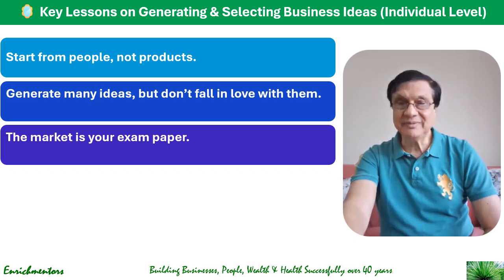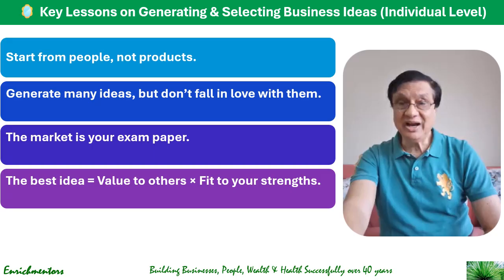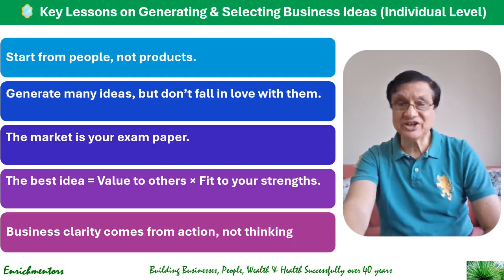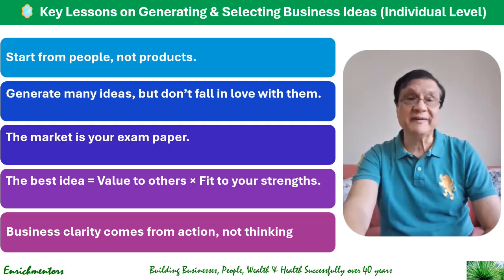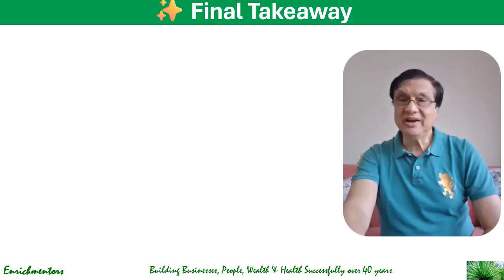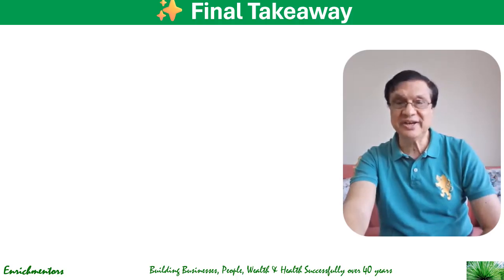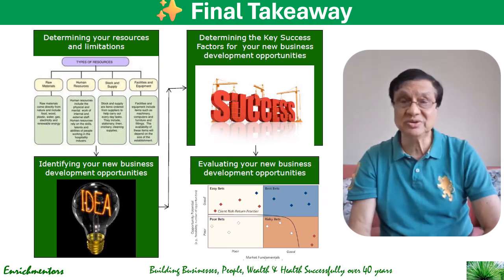And the best idea is something that has value to others and fits with your strengths. A hot idea that doesn't suit you will burn you out. And finally, business clarity comes from action, not thinking. So you need to have small experiments that beat long-term overthinking. So these are some key lessons that we can take. So what's the final takeaway? Excellence in entrepreneurship doesn't start with a perfect idea. It starts with a disciplined way of generating, testing, and choosing an idea. And that's what we will show you in this course as you go forward.